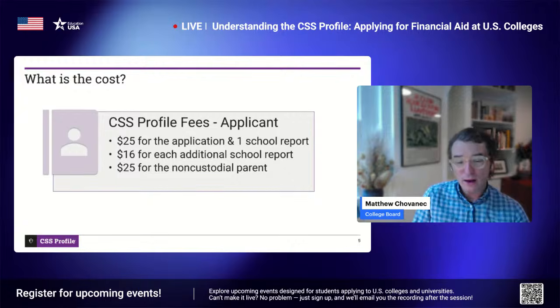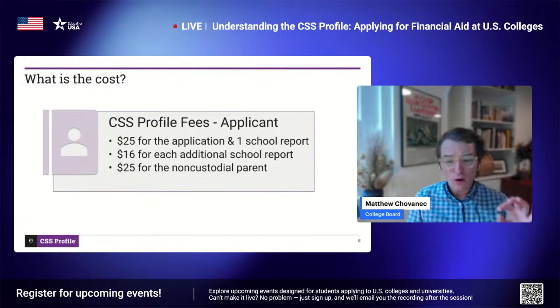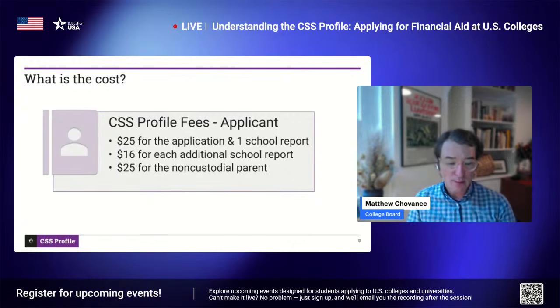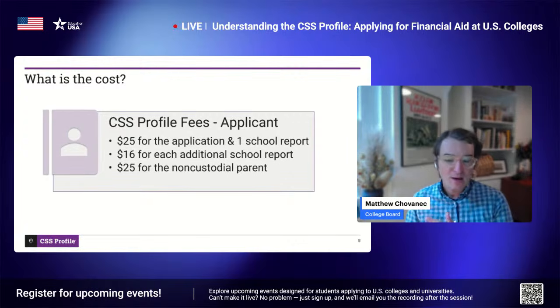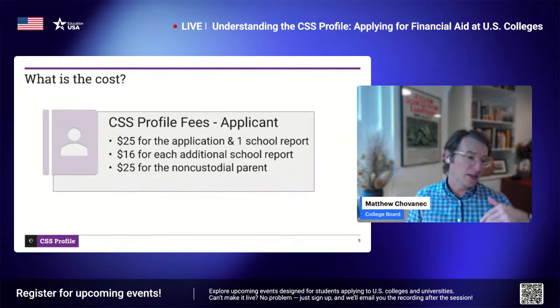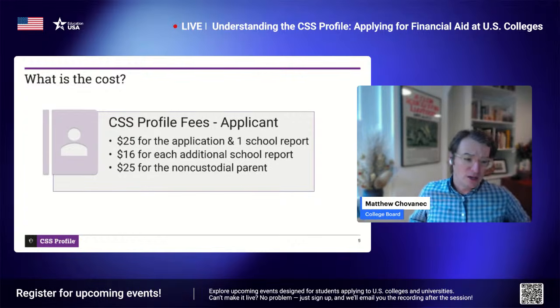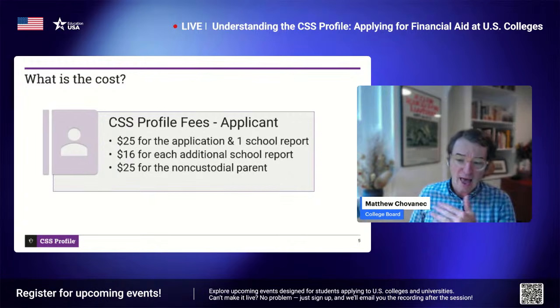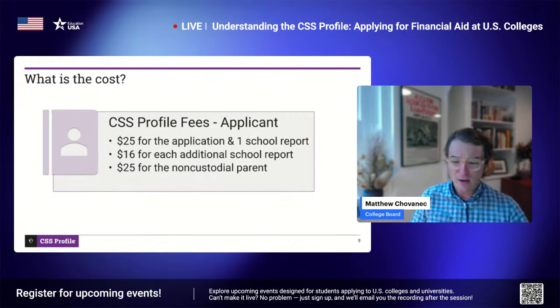And one thing here, this last one, if your biological or adoptive parents don't live together in the same house, some universities may require a non-custodial profile. That is, if you had a mother that you don't live with full time, she's your biological mother, but she's not actually raising you in the house, you can have her fill out a non-custodial parent application, and that'd be an additional $25.